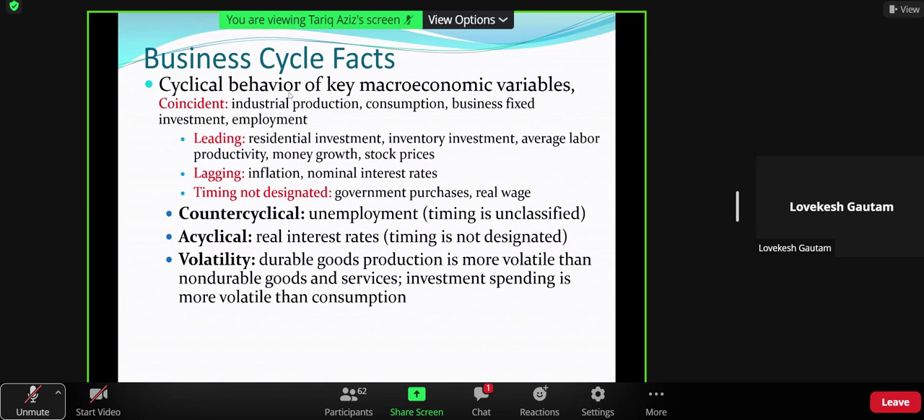To sir is case mein consumption jo hai leading variable ke andar aana chahiye sir, that is resulting to the increase or decrease in the economic activity.